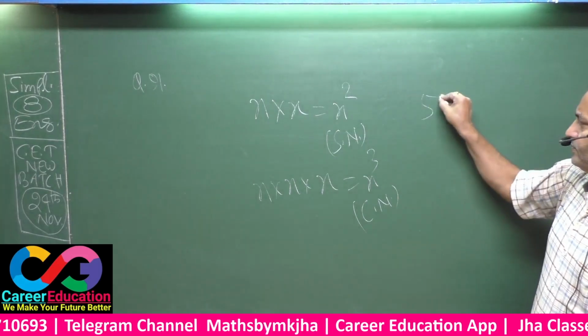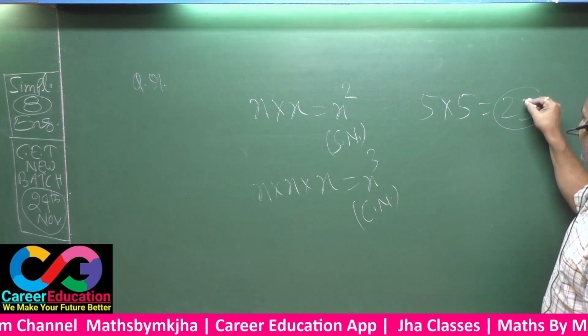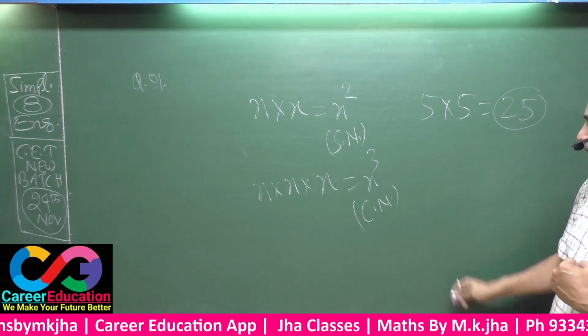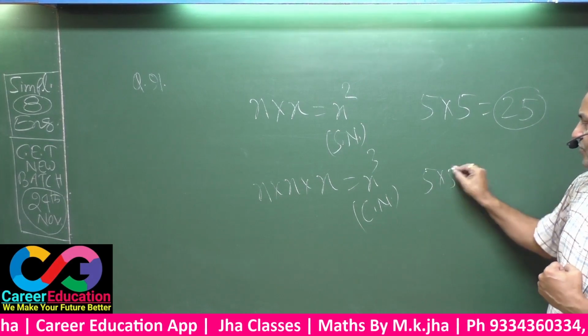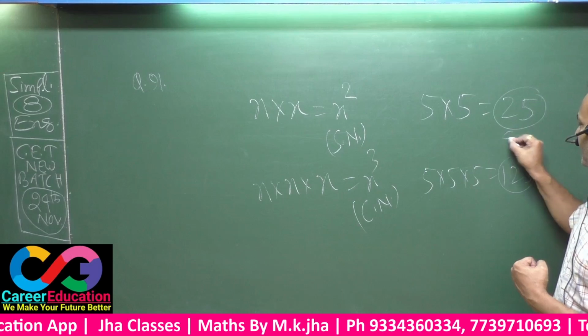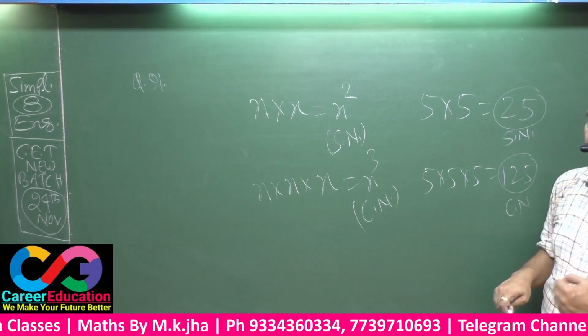See here, 5 into 5 equals 25. This is a square number. Similarly, 5 into 5 into 5 equals 125. This is a cube number. This is one square number. This is one cube number.